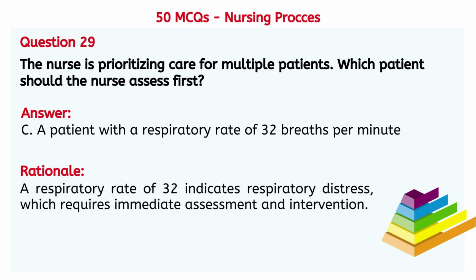The answer is C. A patient with a respiratory rate of 32 breaths per minute. Rationale: a respiratory rate of 32 indicates respiratory distress, which requires immediate assessment and intervention.